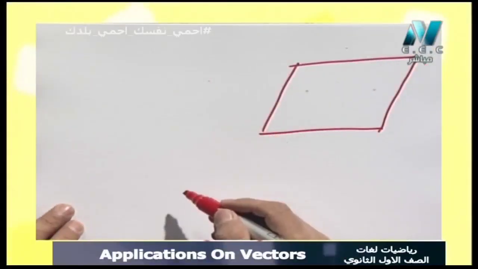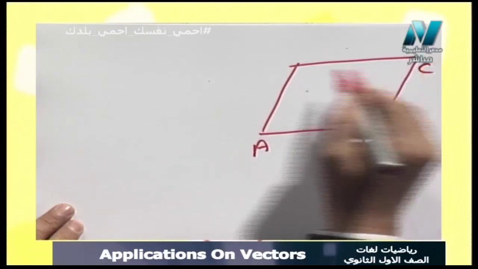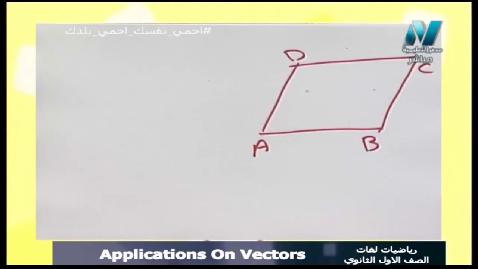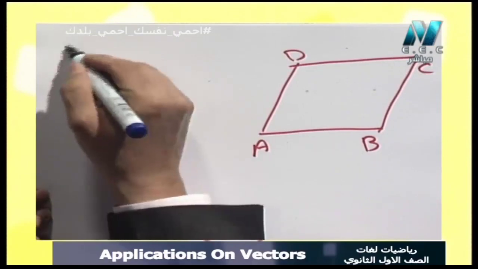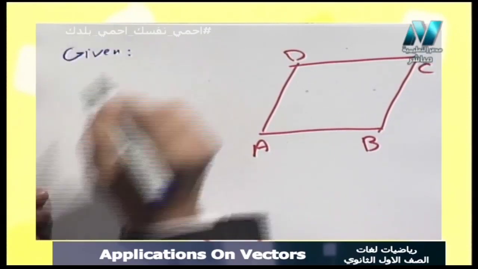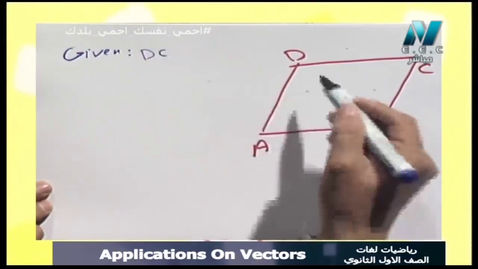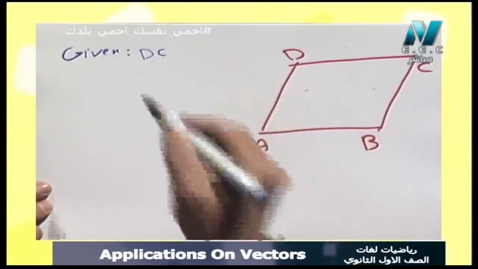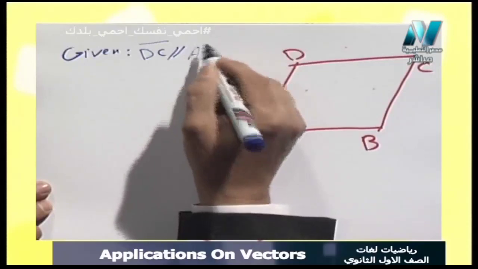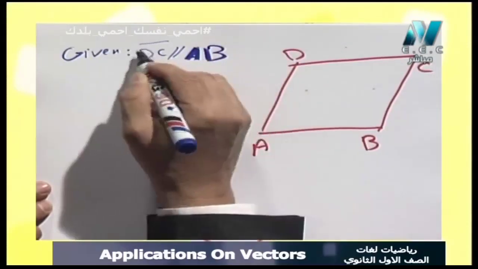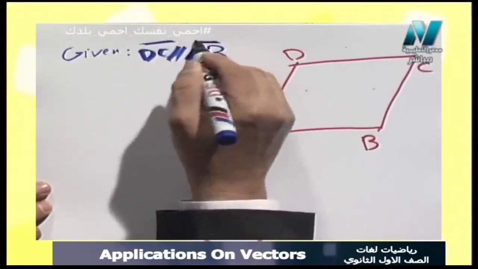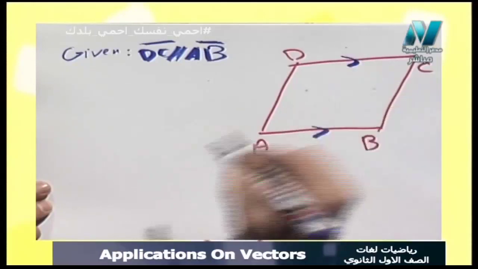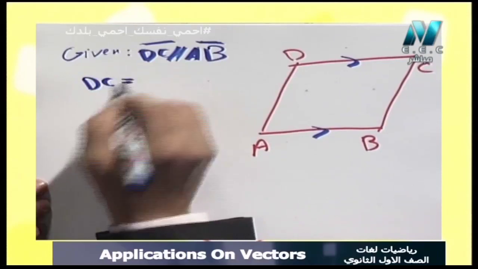Okay, we have another question here. If we have a parallelogram like that, we call it A, B, C, D, and the given is that DC, this line segment, is parallel to AB, and also DC equals AB.